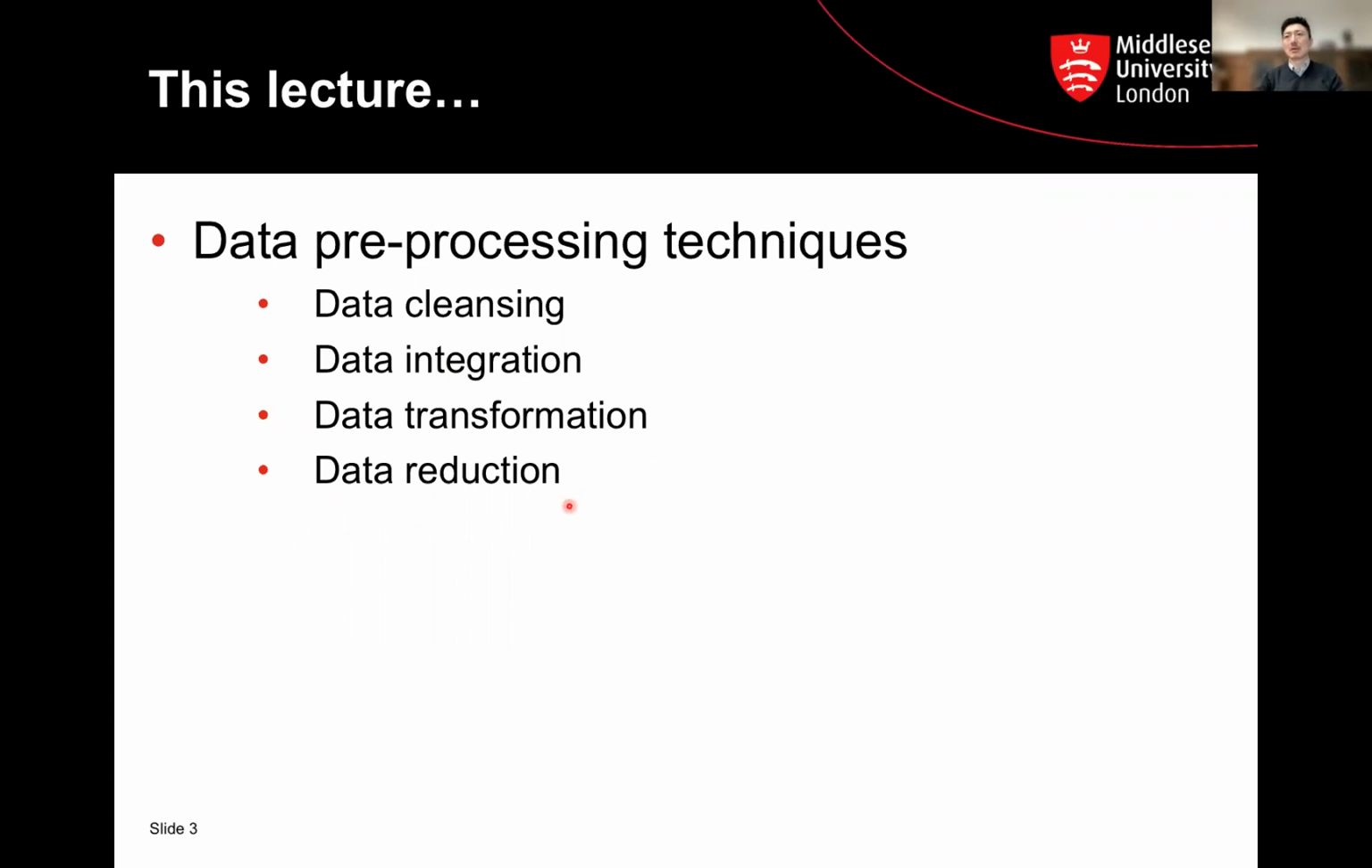And finally, data reduction. And so sometimes the data is just too big for your machine to handle, and you might not need that much data anyway. So for example, when you're first starting the analysis, you might not want to work on the entire data set. You want to select a subset. And so that's the data reduction.